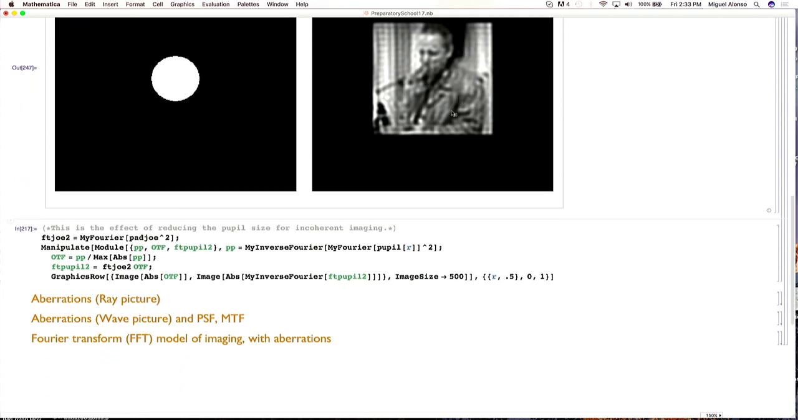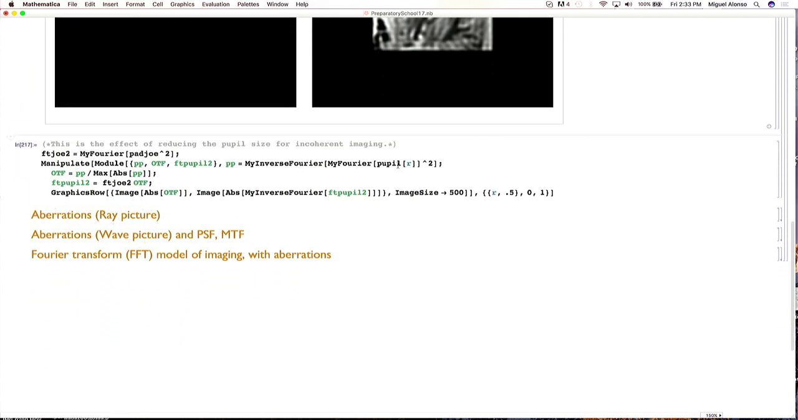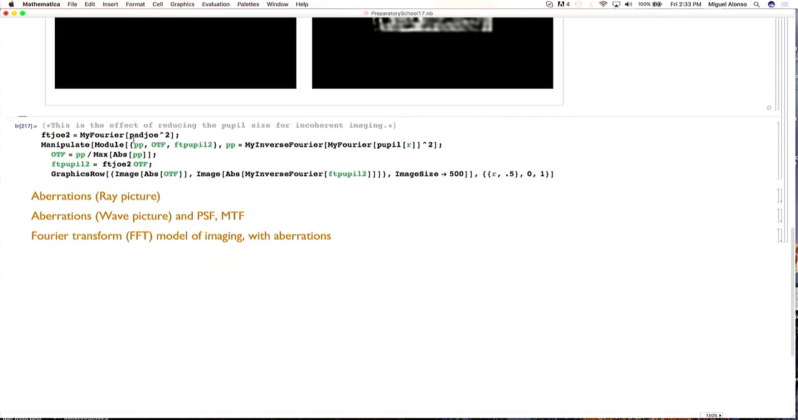On the other hand, if I do incoherent imaging, what I need to do is take the intensity, not the amplitude of the object, Fourier transform that.